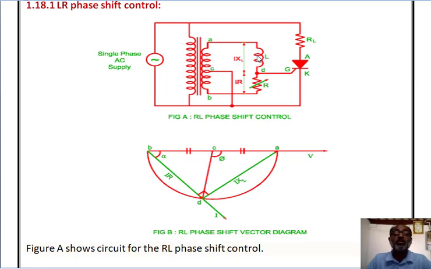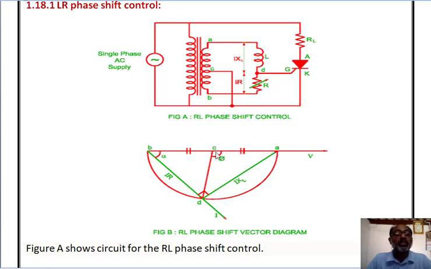Now the same current passes through the inductor. In the inductor also a voltage drop occurs, which is 90 degrees out of phase with the voltage drop in the resistance. Here AD is the voltage drop across the inductor. You can see there is a 90 degree angle between this and the voltage drop in the resistance, that means VR.